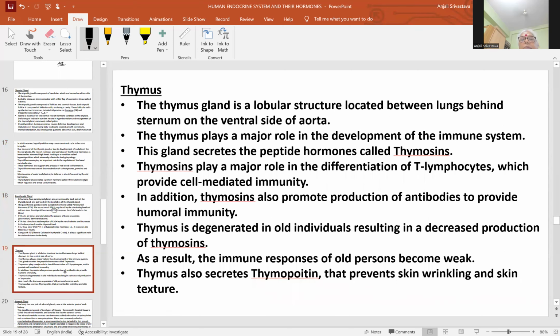Then comes the thymus. Thymus is a gland. If you remember, we have seen just thyroid के ठीक नीचे thymus gland है. Thymus gland secretes two types of hormones.